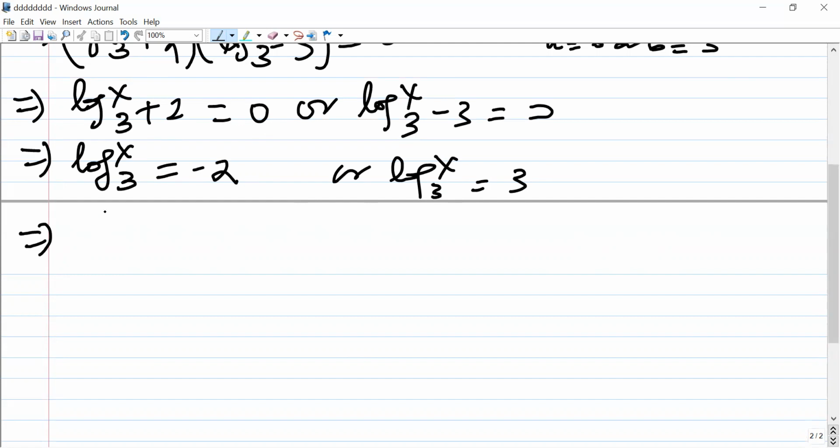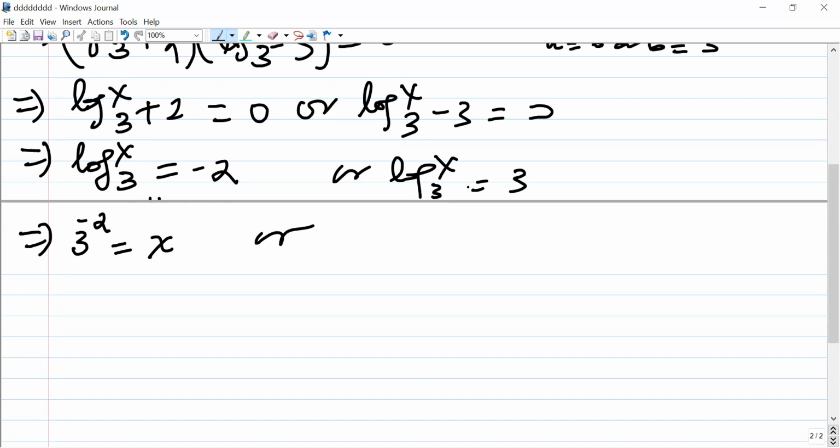Let's convert this logarithmic equation into an exponential equation. We write the logarithmic base, that is 3, and the number on the opposite side of the logarithmic expression, which is -2, we consider as the exponent of 3. So 3 to the power -2 is equal to x. This is the equivalent exponential form of the logarithmic equation log x to the base 3 is equal to -2.